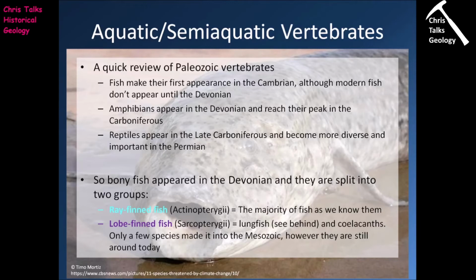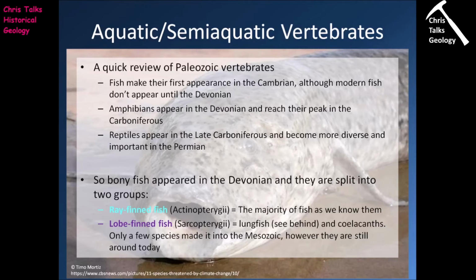So of course fish make their first appearance in the Cambrian, but these very early fish are going to be fish that have notochords rather than true spinal columns. So we don't really see fish with spinal columns making their appearance until the late Cambrian. Now, in terms of what we refer to as modern fish, fish that have bony skeletons, we don't see those appearing really until the Devonian.